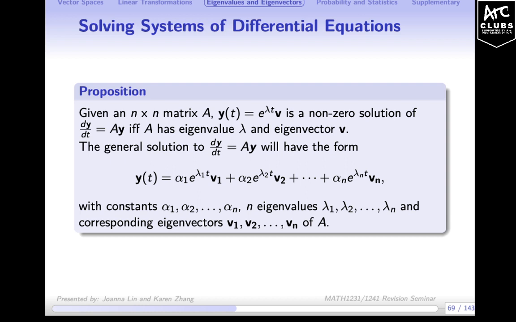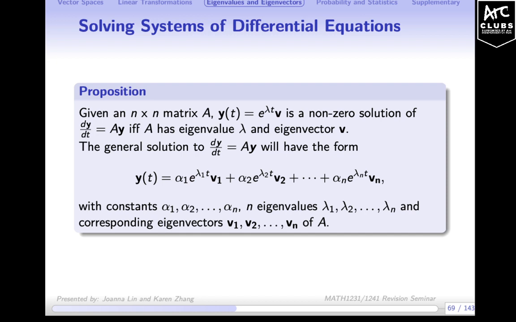Okay. So next thing we have is solving systems of differential equations. This is another application of eigenvalues and eigenvectors. So this proposition states that given an n by n matrix A, your vector function y equal to e to the power of lambda t times v is a non-zero solution of the equation dy/dt equal to your matrix A times your vector y, if and only if A has eigenvalue lambda and eigenvector v.